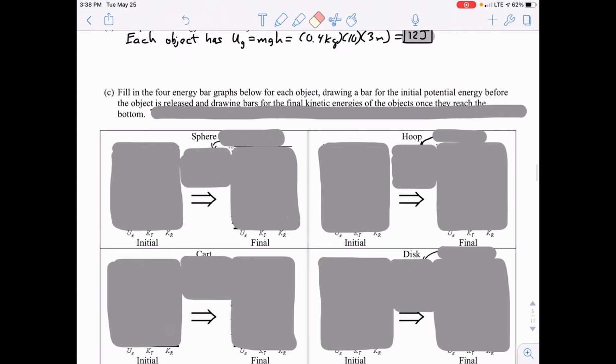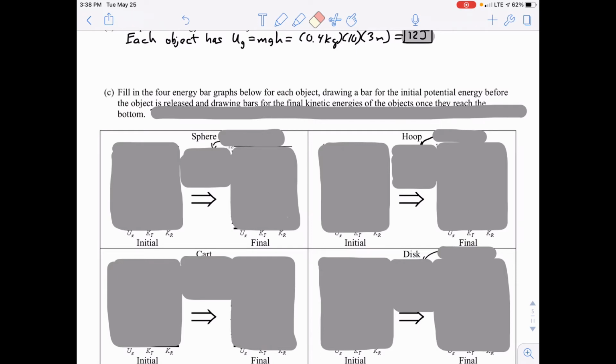Part C, fill in the energy bar graphs for each of the objects. Draw a bar for the initial potential energy before the object is released, and draw bars for the final kinetic energies once it is released. So we're going to draw the initial energies and the final energies when it's at the top of the incline and when it reaches the bottom.